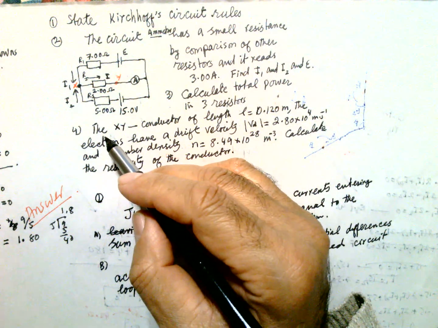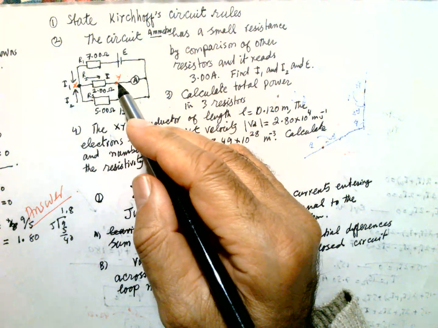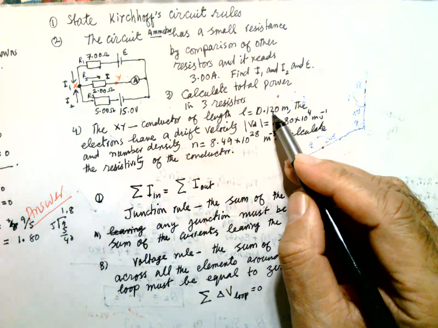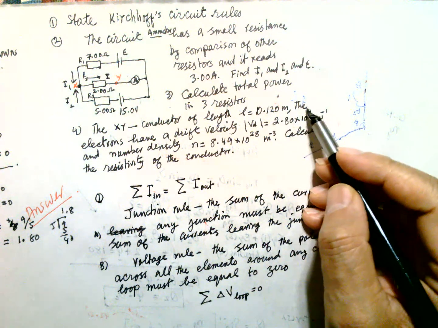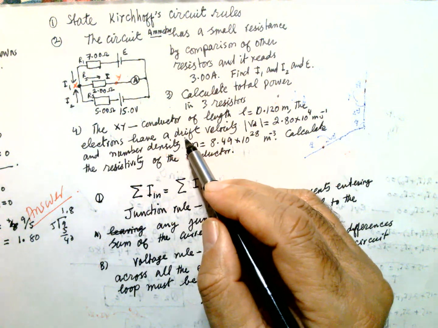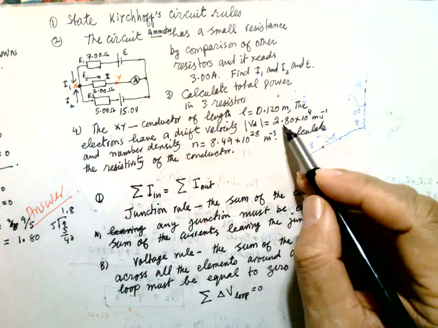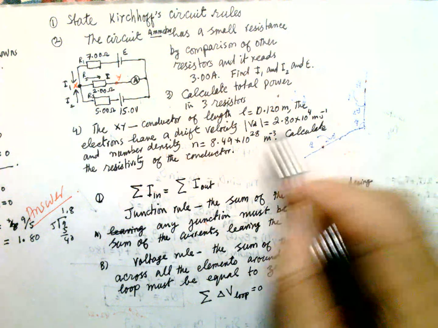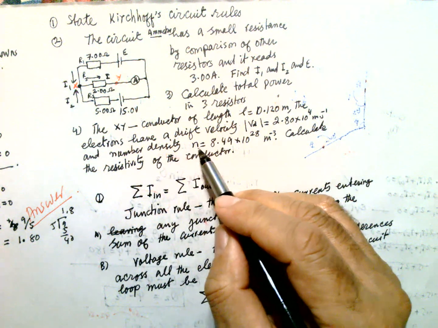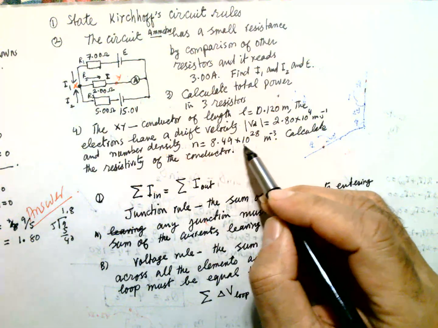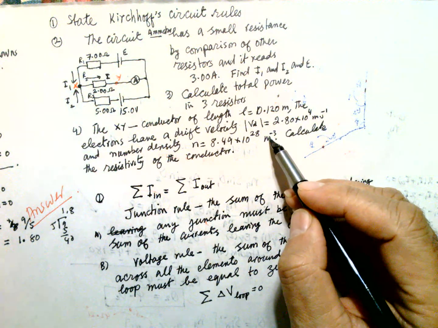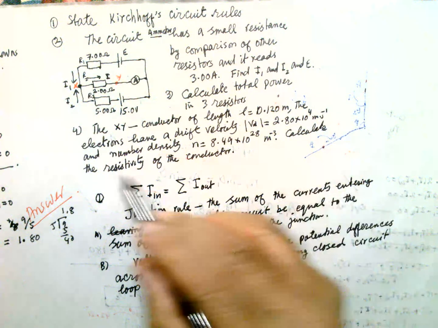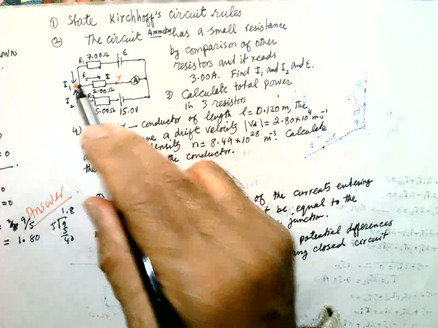Number four, XY, these X and Y points. The conductor length is given, which is 0.12 meter, 12 centimeter. The electron has a drift velocity Vd of 2.80 times 10 power 4 meter per second, and the number density N is 8.49 times 10 power 28 carriers per meter cube. Calculate the resistivity of the conductor XY.